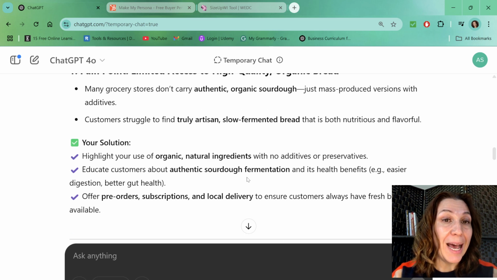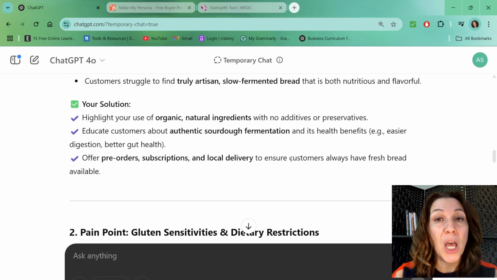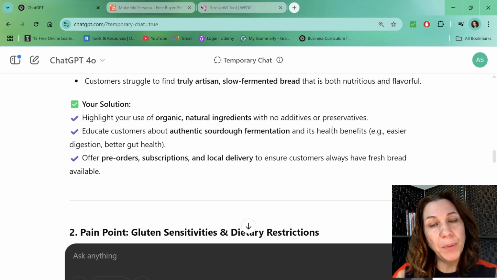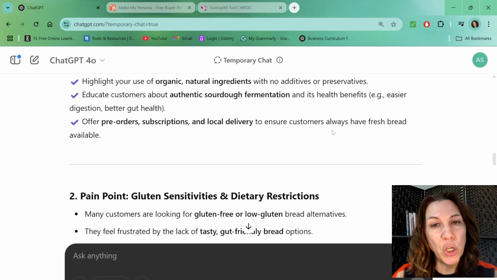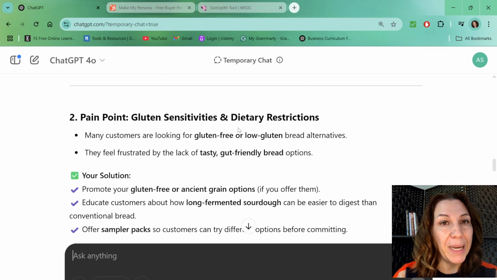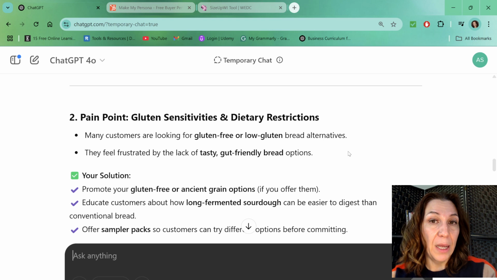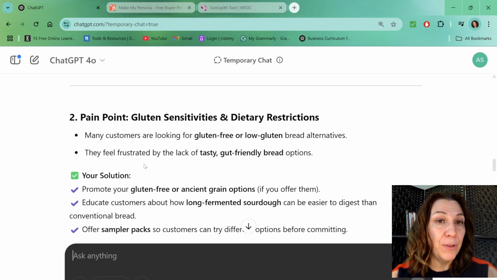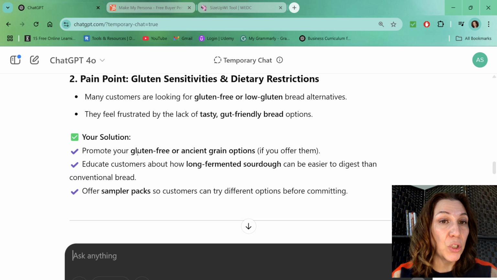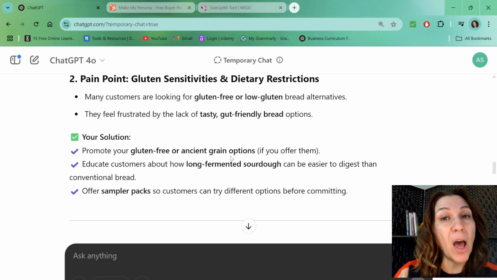Your solution should highlight your use of organic, natural ingredients with no additives or preservatives. ChatGPT also gives you how to position your product. Pain points: many customers are looking for gluten-free or low-gluten bread alternatives. They feel frustrated by the lack of tasty, gut-friendly bread options. For your solution, promote your gluten-free or ancient grain options.